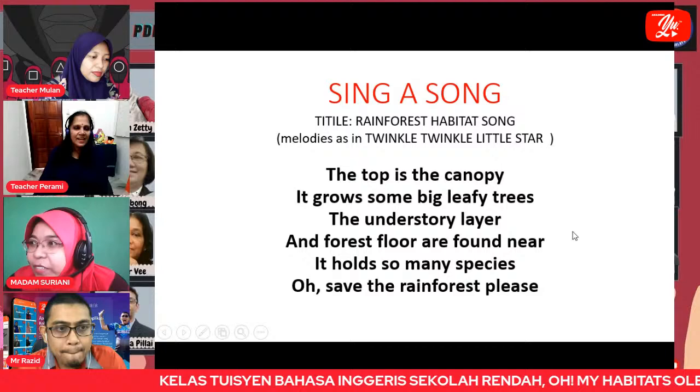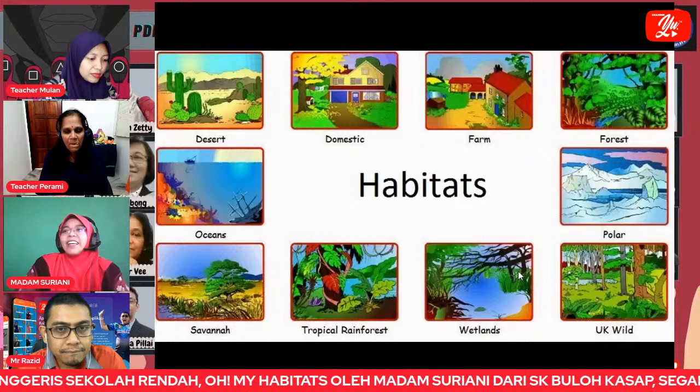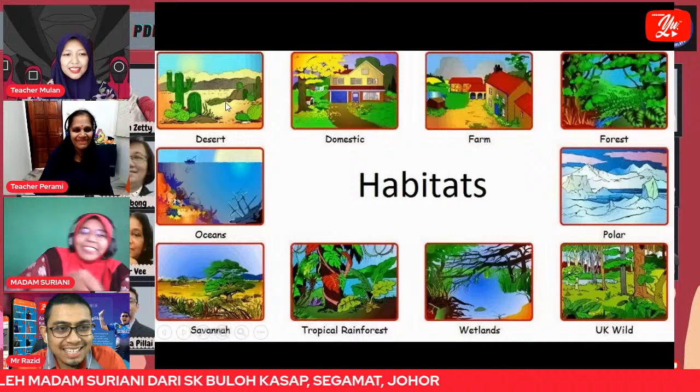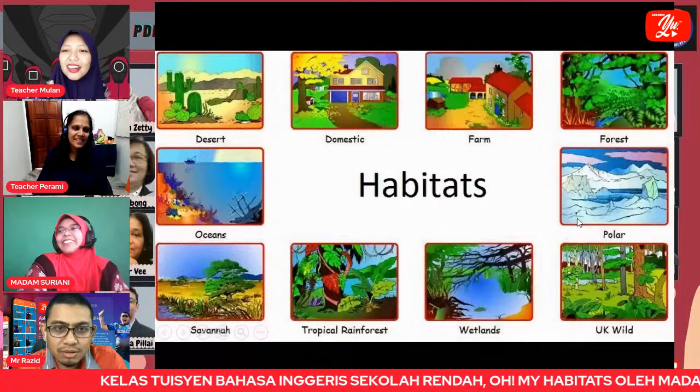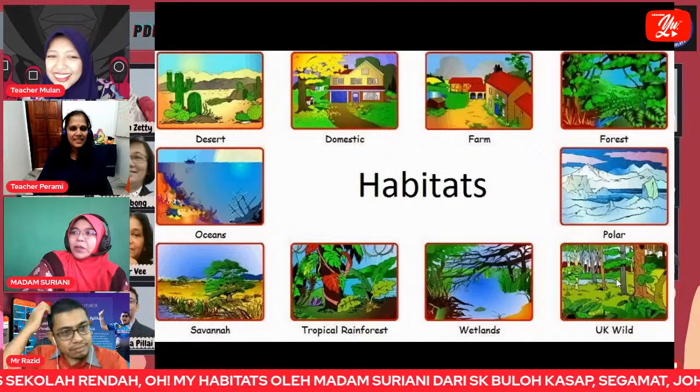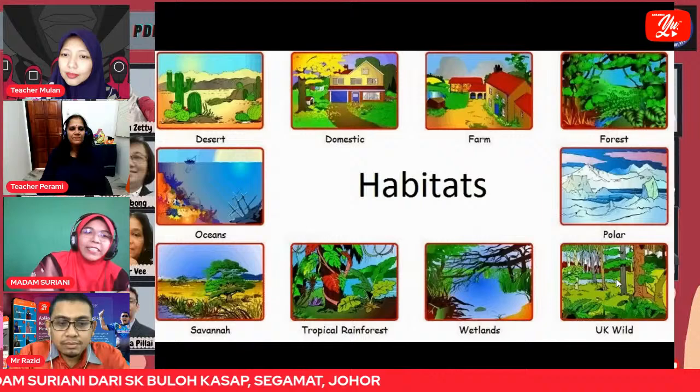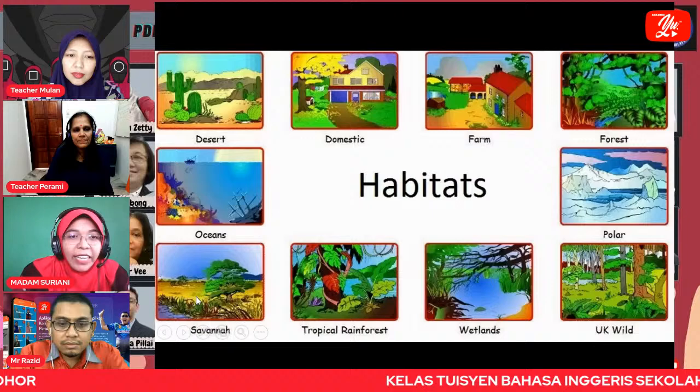Next, habitats. We have a lot of habitats. First of all, we have desert, domestic, and then we have farm. UK wild is thick forest, thick forest in the United Kingdom, like this. Then wetland, tropical rainforest, savanna, ocean. Those are the types of habitat.